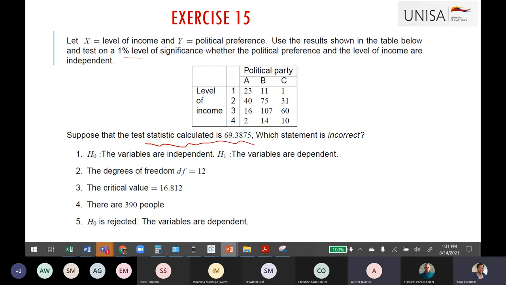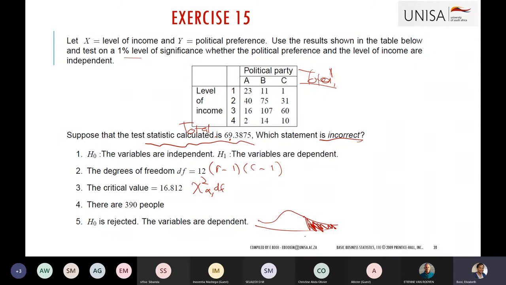Suppose that the test statistic is that. Which one of the following statements is incorrect? Statement number one is your null hypothesis and alternative hypothesis. Number two, find the degrees of freedom, which is R minus one, C minus one. Find the critical value, which is chi-squared of alpha and the degrees of freedom. There are 390 people, which means you need to come to this table and calculate the totals. Then number five says H naught is rejected. Make sure that you make your decision. Find what the critical value is. You are given your test statistic. Once you have your critical value and your test statistic, is this statement correct? That's your activity, your exercise.